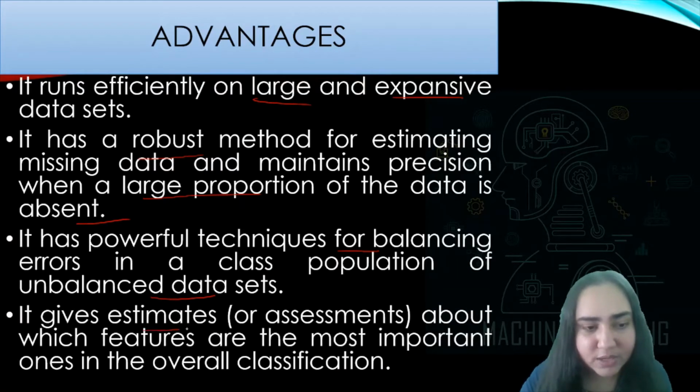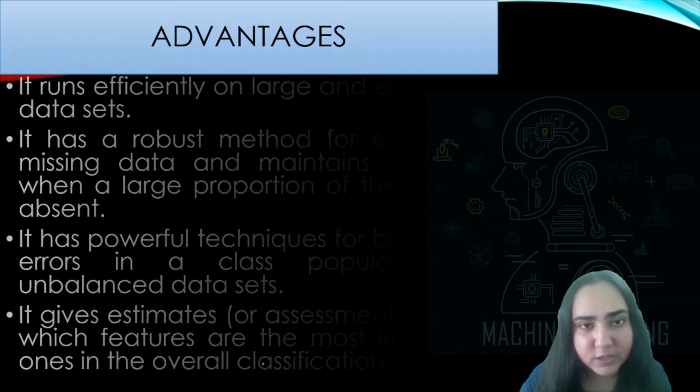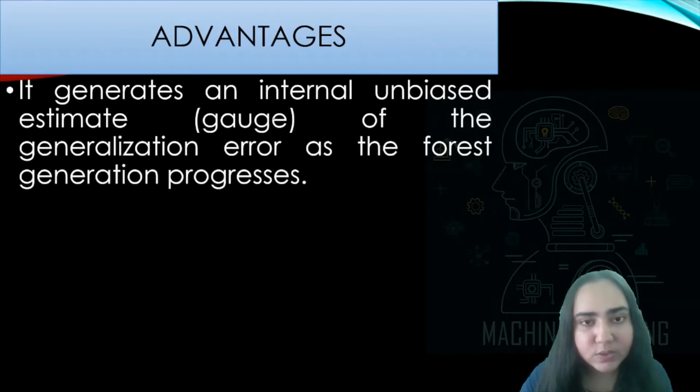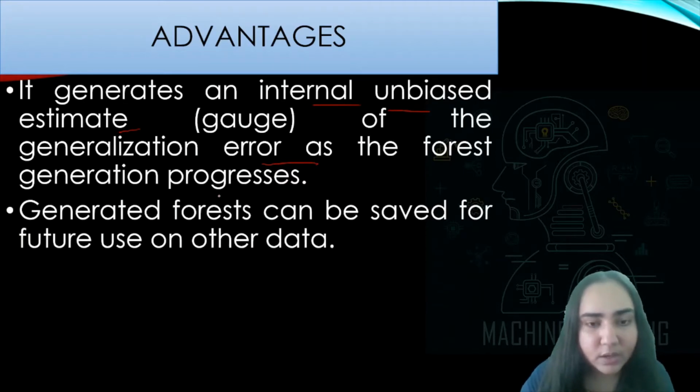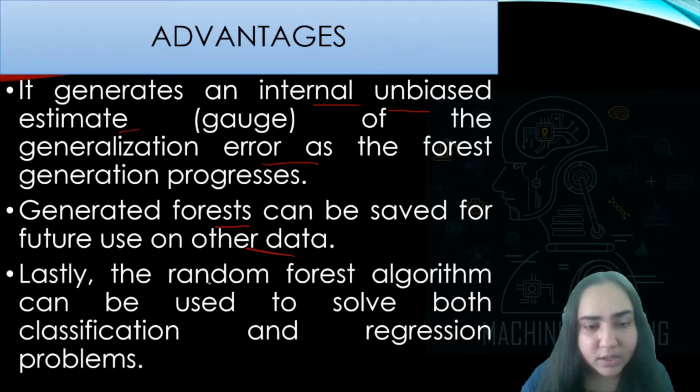It also gives you estimates about which features are most important when you're performing your classification. And it also generates an internal unbiased estimate, which is known as a gauge of the generalization error. So we saw the confusion matrix earlier, so it can do that also. And the generated forests can be saved for future use on some other data. It does not have to be just this data. And lastly, the random forest algorithm can be used to solve not just classification problems, but regression problems as well.